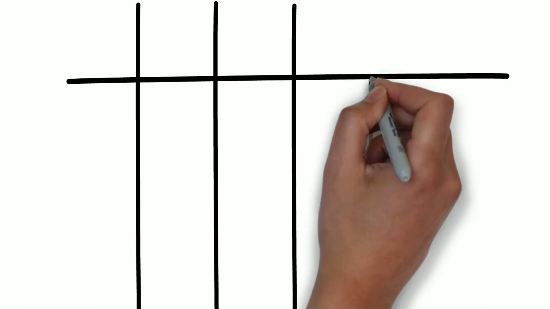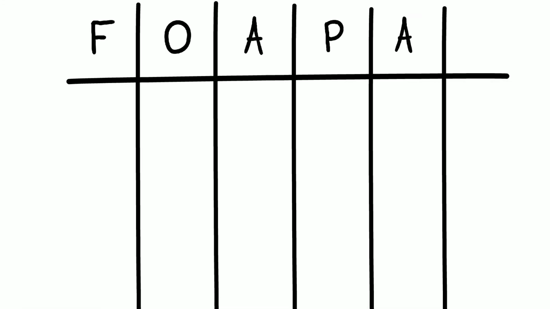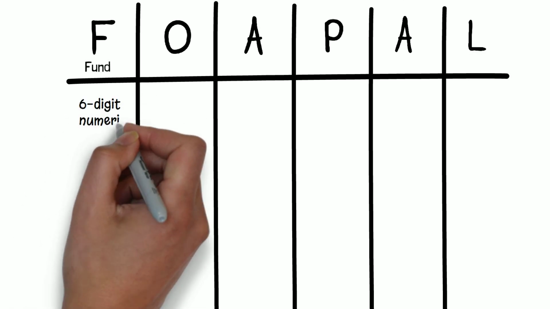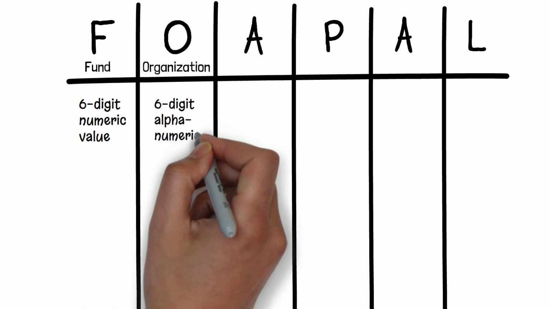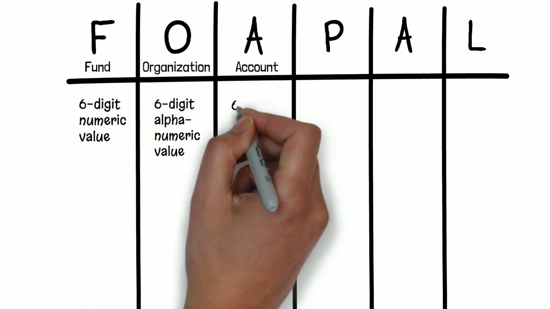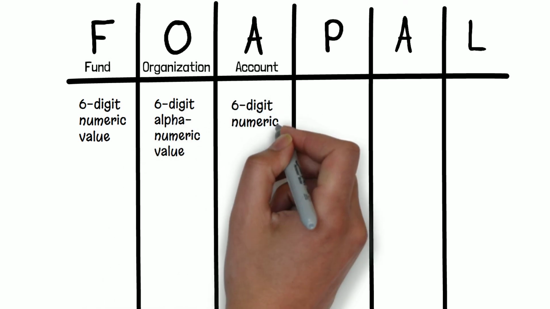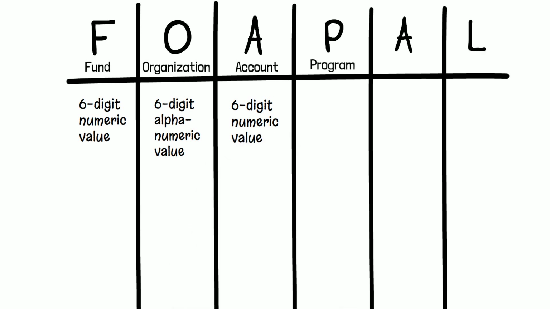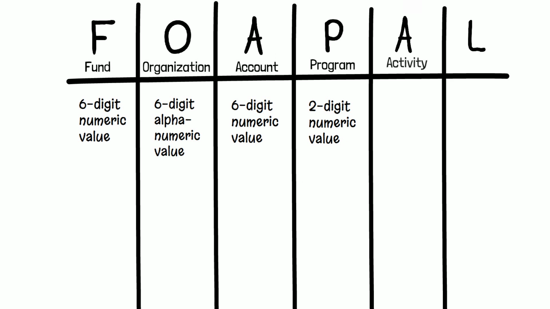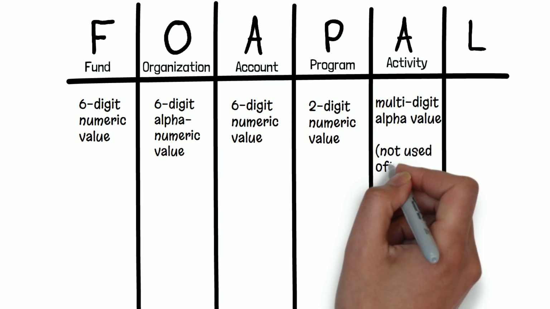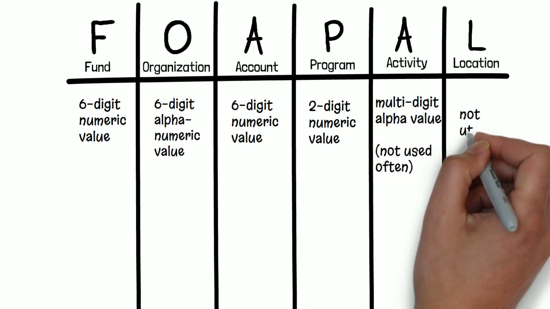So let's compare the current FOPL to what the new FOPL will look like. Funds are coded as 6-digit numeric values, organization as 6-digit alphanumeric values, account as 6-digit numeric values, program as 2-digit numeric values, activity as a multi-digit alpha value, and the location value is not utilized.